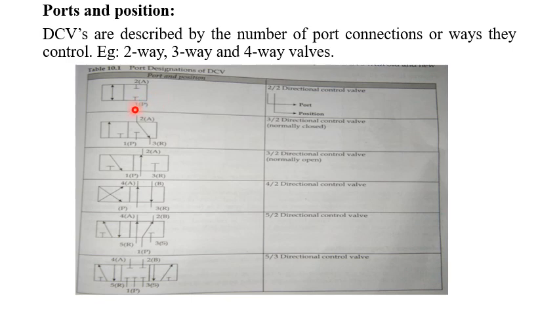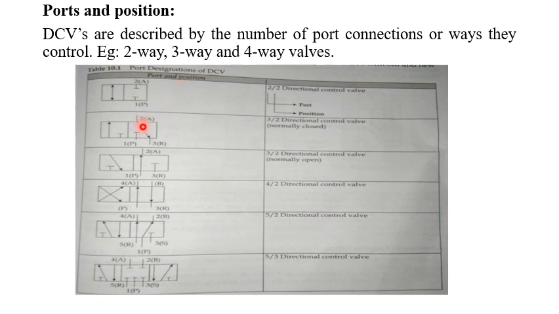Always, the input will be specified as 1, the port which needs to be connected from the compressor. The fluid is coming from the compressor, so you connect it there, and the outputs will always be 2 and 4. Or if you want to use alphabets, then the input will always be P, and the outputs will be A and B.